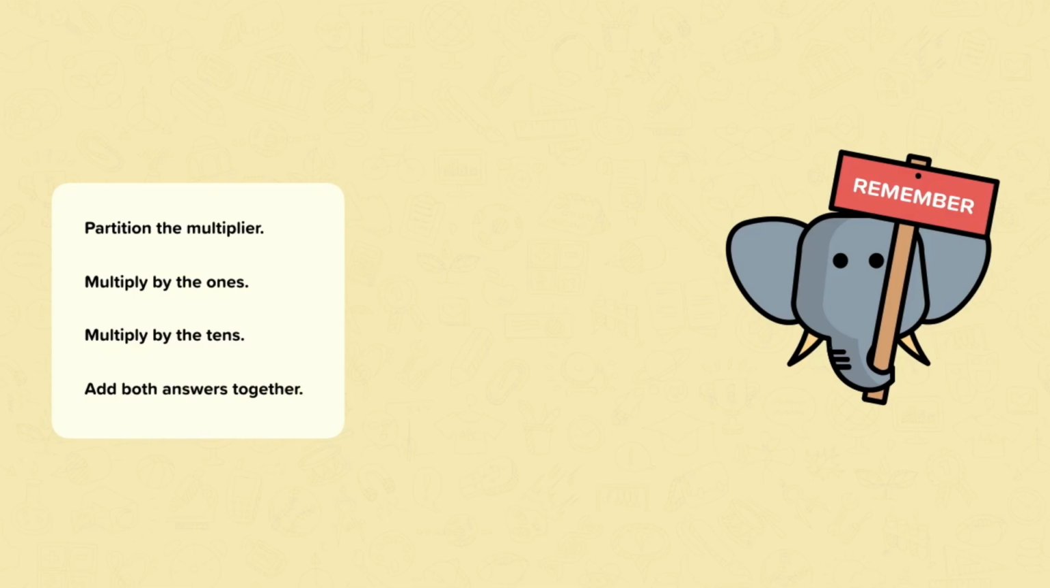So remember, partition the multiplier. Multiply by the ones. Multiply by the tens. Add both answers together.